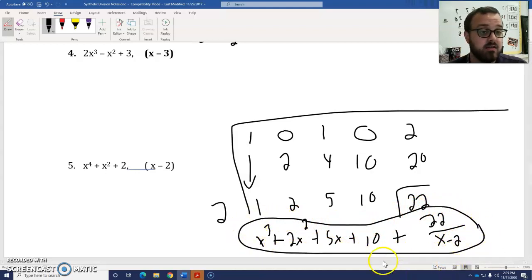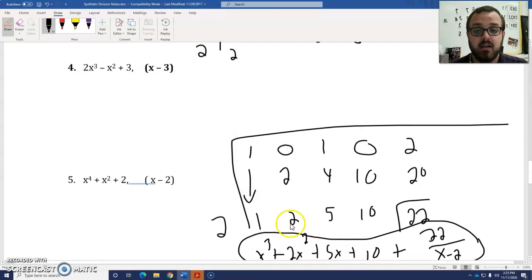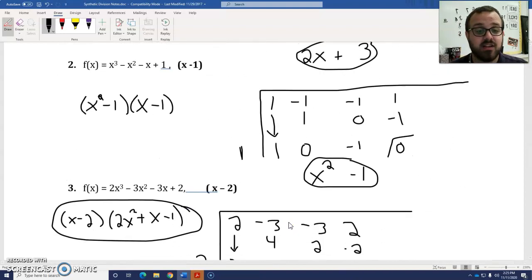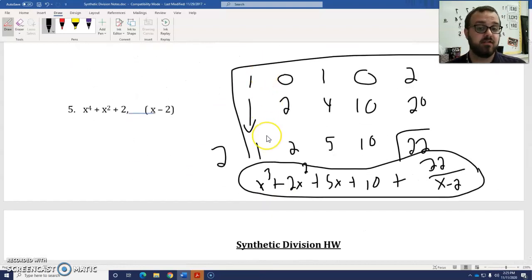I also could write it using the division algorithm that we talked about with long division as well if I wanted to. Okay, so that's how we do synthetic division. Again, it's very procedural. You bring down that first number, multiply, add, multiply, add, multiply, add. You just do that over and over again.